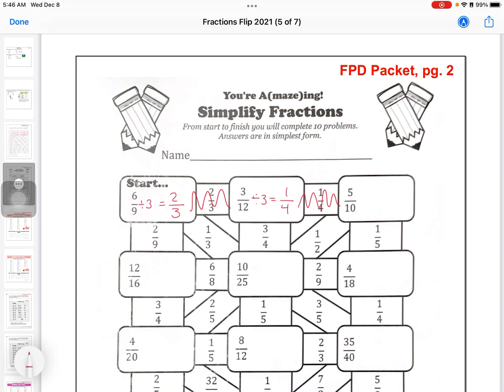Does 5 go into 10? Yep. So I'm going to divide them both by 5. When I divide the top by 5, I get 1, and the bottom by 5, I get 2.